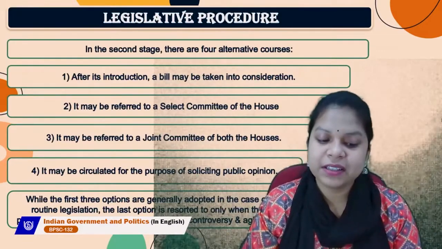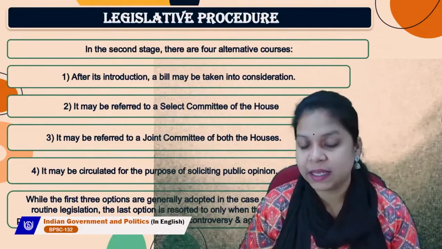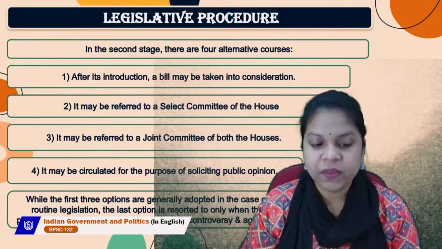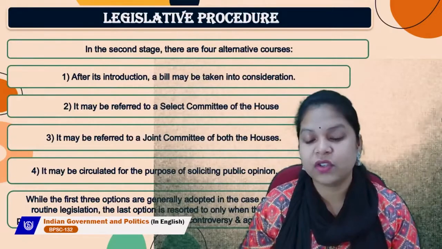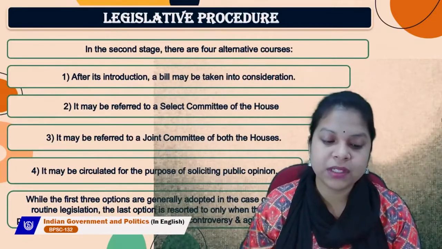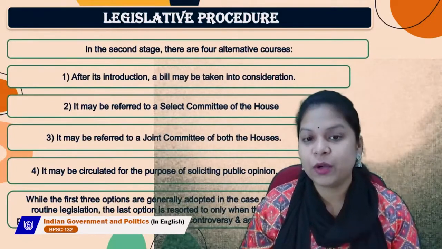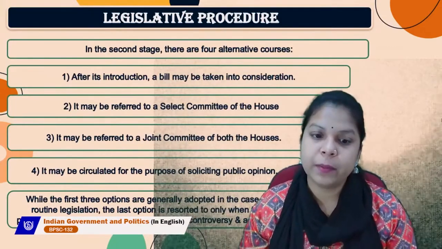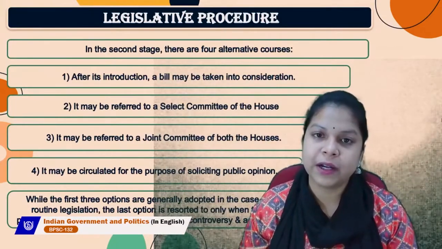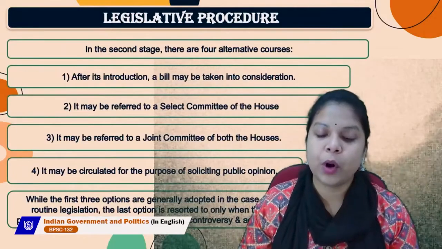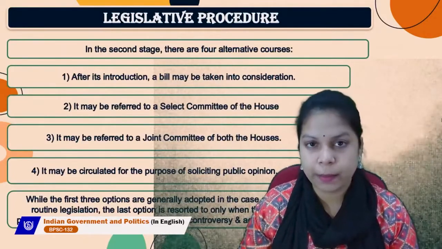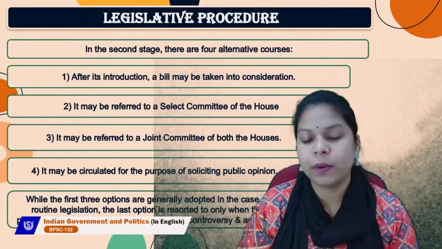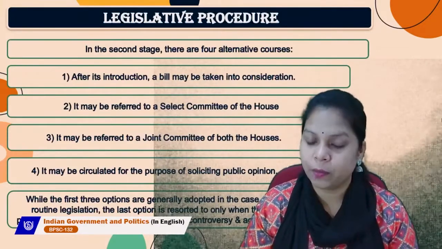While the first 3 options in the second stage are generally adopted in the case of routine legislation, the last option is resorted to only when the proposed legislation is likely to arouse public controversy and agitation. So if it is believed that a bill will create controversy and agitation among the public, it may be circulated for the purpose of soliciting public opinion.